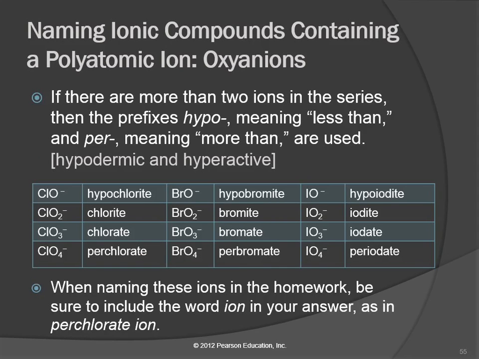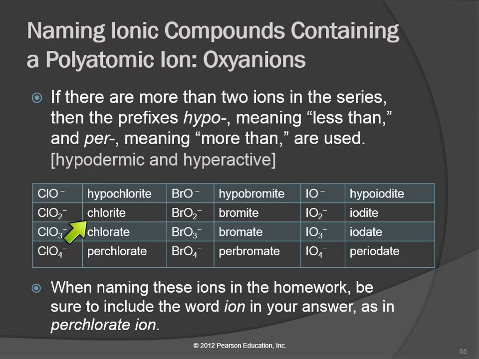When there are more than 2 in the series, and for some there are, then we're going to stick some prefixes in here. Hypo and per. So hypo means less than or below. Where does a hypodermic needle go? It goes below your skin. Your skin is your dermis, right? So hypodermic literally means below the skin. So hypo is one less than the light version.